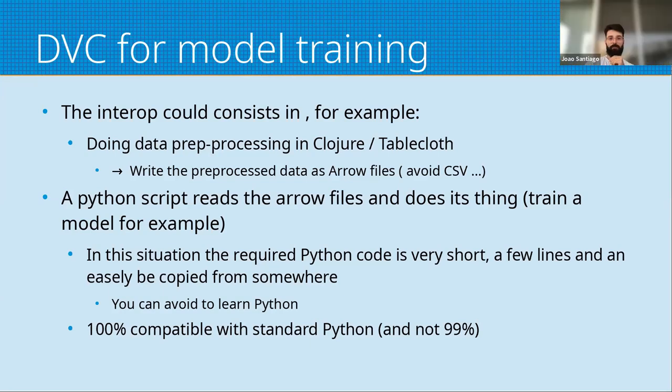Sorry, because you said it so quickly, it doesn't sound like a big deal, but what you say here, write the pre-processed data as Arrow files, this is essentially the only limitation we have when you're doing interop with the DVC framework, right? Because as long as the different language you're using can speak the same file format, then you're good to go. You just need to have, like you said, a Python script saying train model, import data, export data, and you're back in your happy Clojure land.